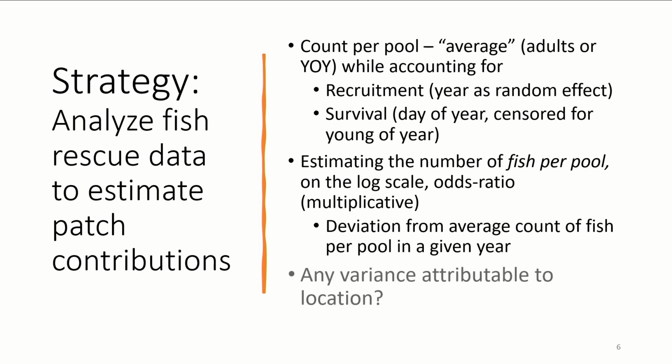And after doing that, I want to know, was any of the leftover variance, could you attribute that to where you are in the river? And we used a random effect for that. Some segments have lots of data, other segments don't have a lot of data. So we threw it all in as a random effect to take advantage of the partial pooling.